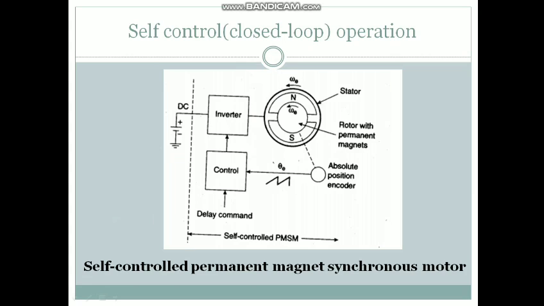The second method is self control, also called closed loop operation. Closed loop means here we have an absolute position encoder to know the position of the rotor. Based on the position of the rotor, it produces a command to the controller, which gives a signal to the inverter, and from that it gives pulses so that we can control the speed of the synchronous motor. This method is known as self control operation.